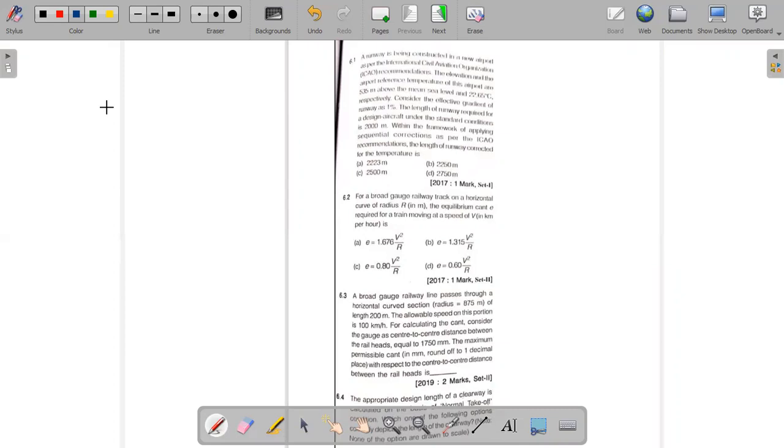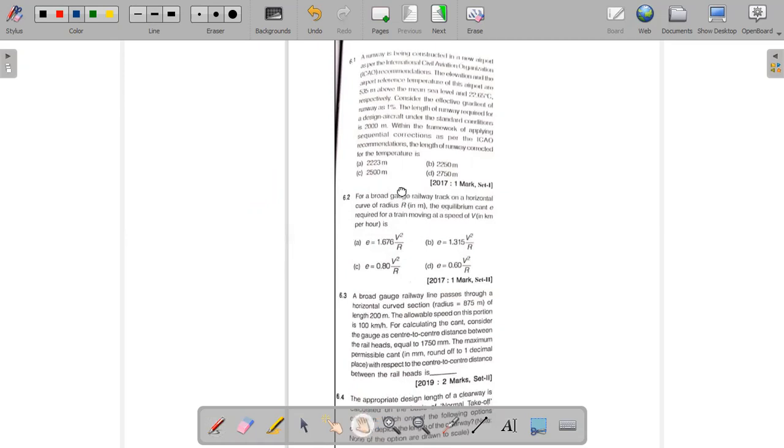Today we're going to discuss previous year questions of railway engineering and airport engineering of the GATE examination. Okay, so let's start. Railway engineering and airport engineering were added in the GATE examination in 2017. Before that, there was no question of railway engineering and airport engineering, so we have questions only from 2017. Let's discuss it.